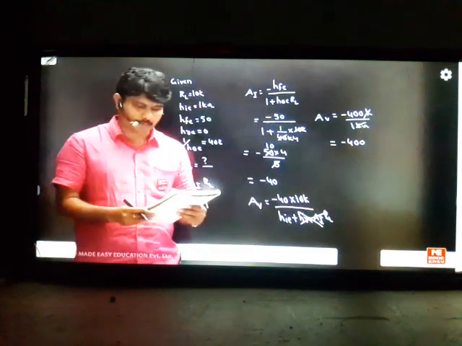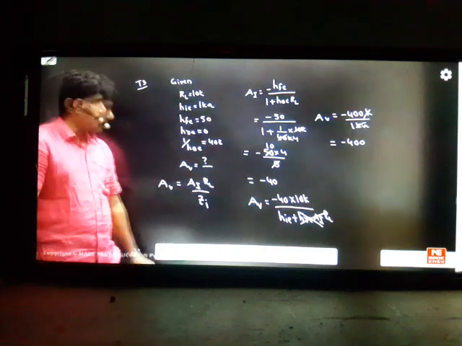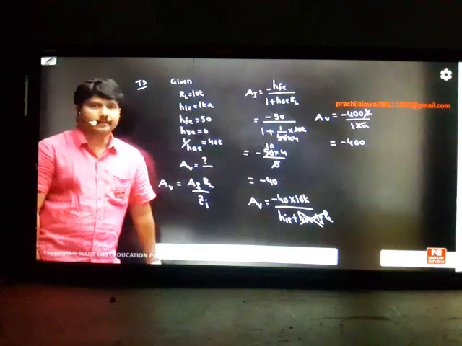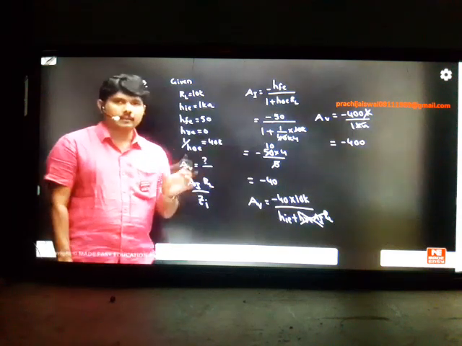So the answer is coming to be minus 400. So B will be the correct answer for this option. So you can see how the question's pattern will be. So it is not important, is not correct. That formula should be in practice always.